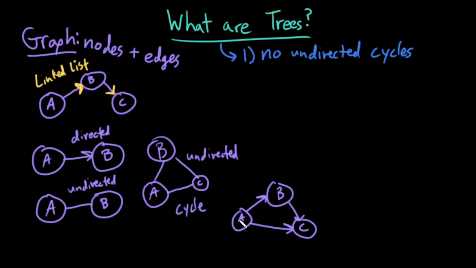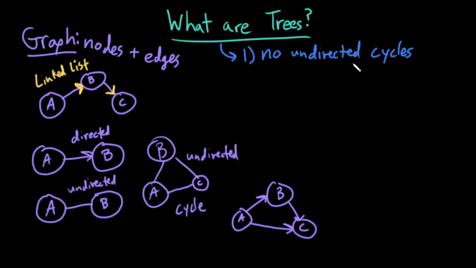If I start at A, I can only go A to C and then get stuck, or I could go A to B to C and then get stuck again. From B, I can only go B to C and then get stuck. And from C, I'm just stuck right off the bat. So this is not a cycle. I can't start somewhere, go around my graph, and then end up back where I started.